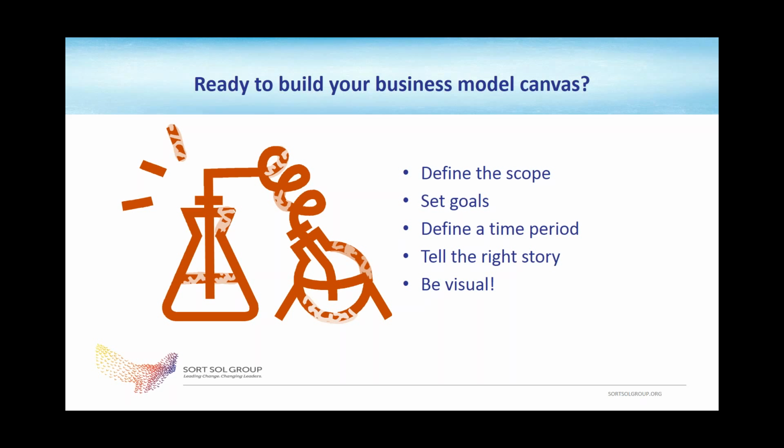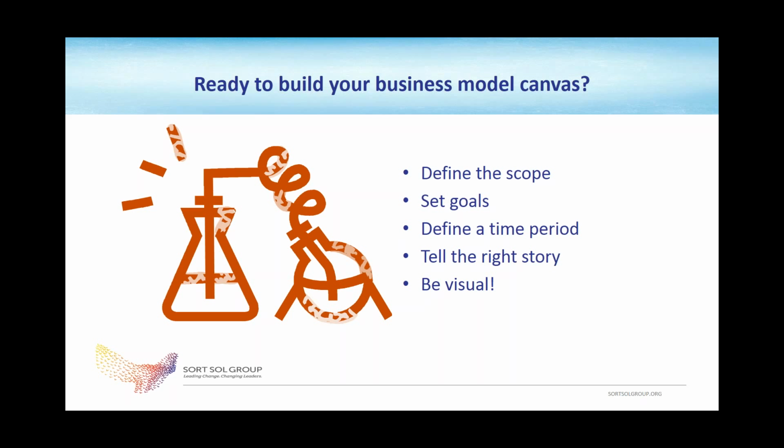A common pitfall that we've seen is organizations that mix both what is today with what they hope to be in the future. So be sure to define a time period. Is this what we have today in a current model, or is this a mix of what we hope to see in the future? You can have both in one canvas. It's just important that you make it clear which are which. And that's a part of telling the right story.